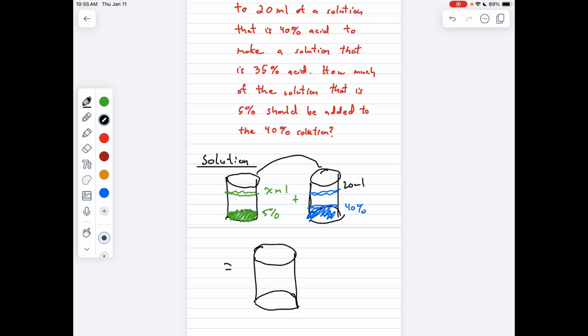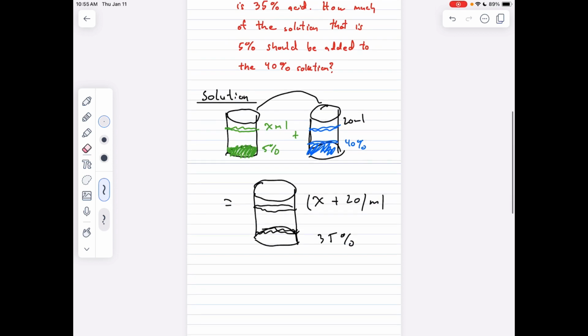Well, how much would that make? If you have x milliliters of something, and then you add it to 20, you're putting those together, so you have x plus 20 milliliters of this liquid. And 35% of that would be acid, so 35%. At the end of the day, we need to come up with an equation, and these drawings often help us to do that.